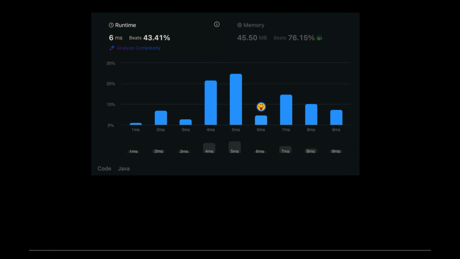This code, when submitted on LeetCode, beats 43% of the submissions in terms of runtime and 76% in terms of memory.